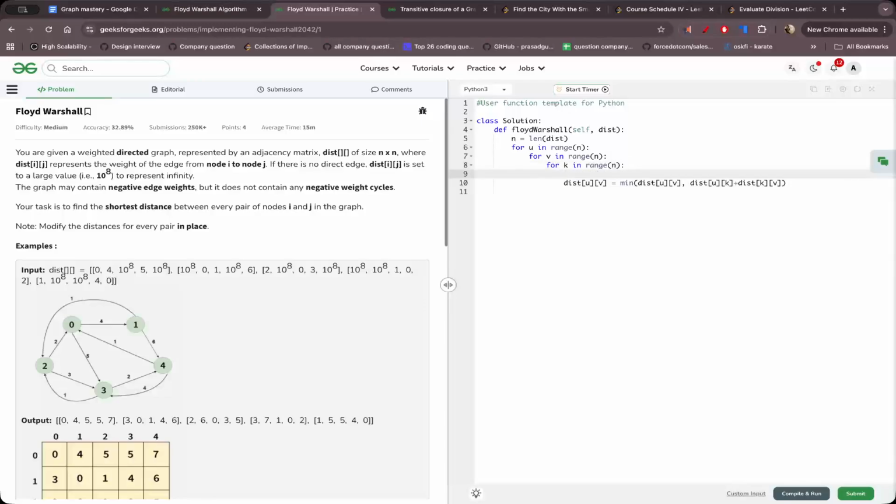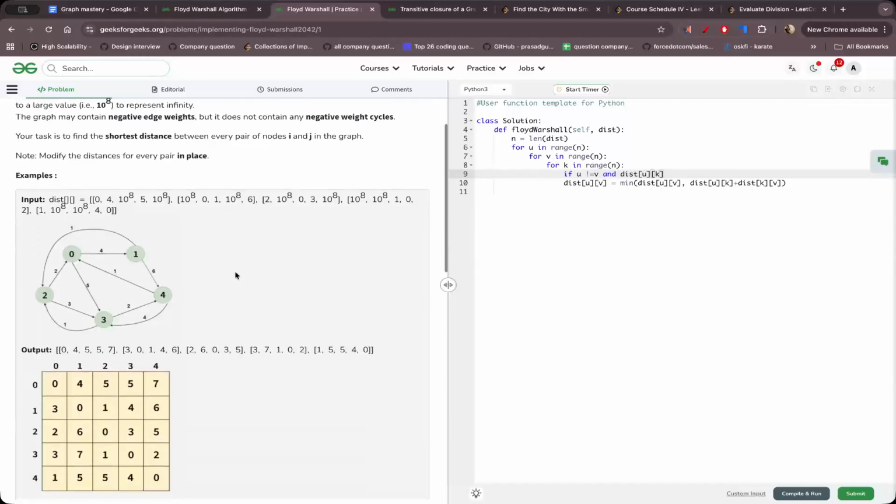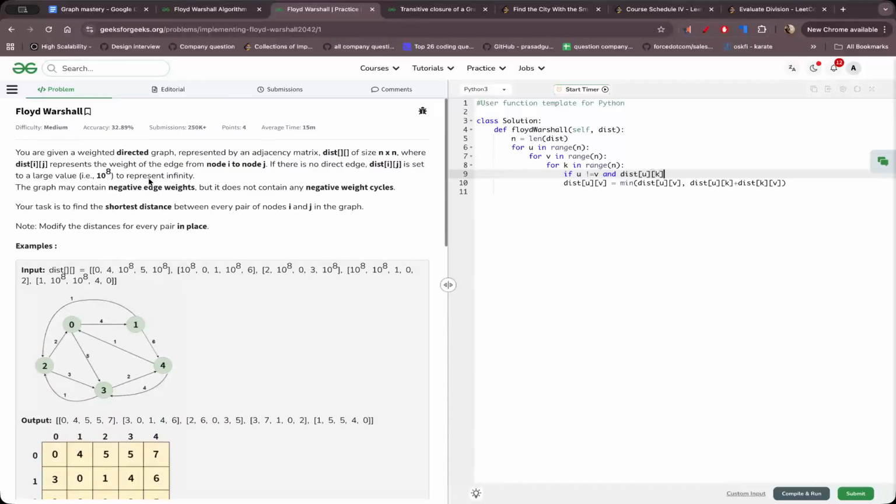Now some conditions which we need to add. If u not equals to v, that means we don't need to calculate it, right? Even if it is the same, it doesn't matter, so I can ignore this condition, or I can put it in the if. Then the second condition is that my distance of u to k is known. That means this should not be 10 to the power 8.